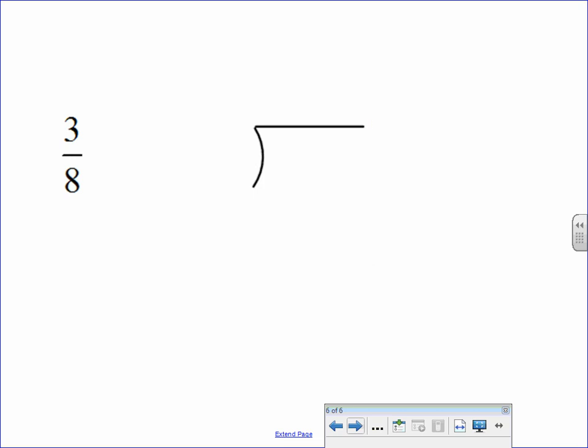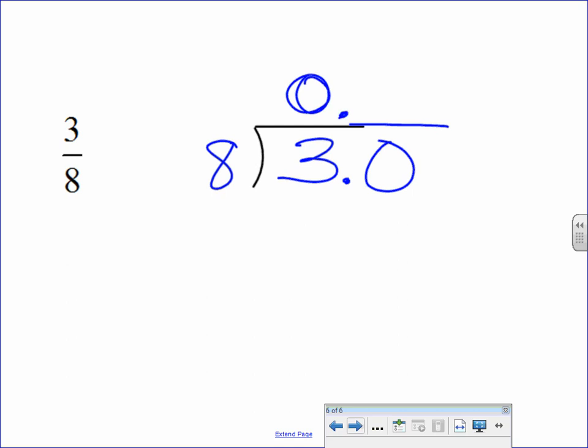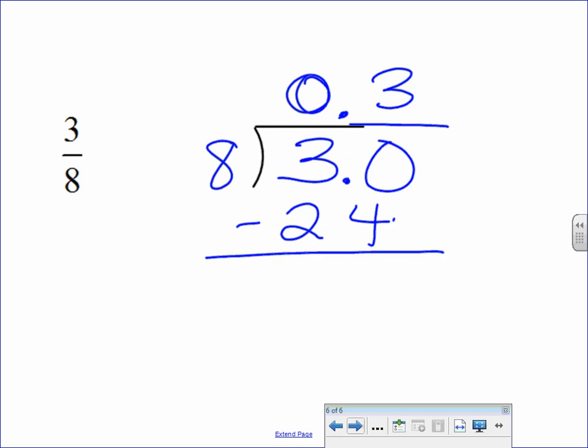Okay, for this example, 3 is my cowboy, 8's my horse. Add a decimal point and a 0. 8 cannot go into 3. Bring up your decimal point. Look at your multiplication chart. 8 will go into 30 3 times, and I'm going to have 24. And when I subtract, I get a remainder of 6.